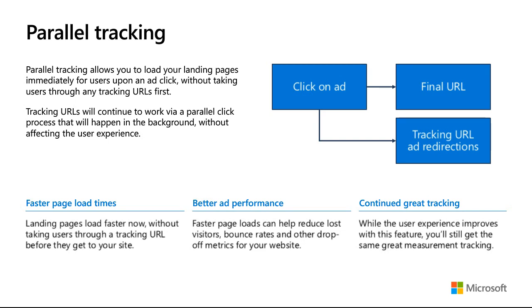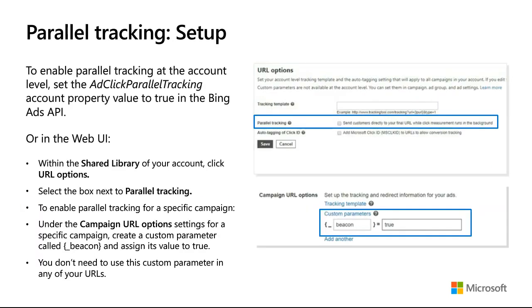So to set up parallel tracking, you will need to enable this in your account level settings. This can be done by setting the ad-click parallel tracking account property value to true in the Bing Ads API. You can also do this in the web UI by navigating to the shared library section of your account and checking the option parallel tracking. In order to enable parallel tracking for a specific campaign, you can do this by defining a custom parameter titled beacon and assigning its value to true. You don't need to put this custom parameter in any of your URLs.